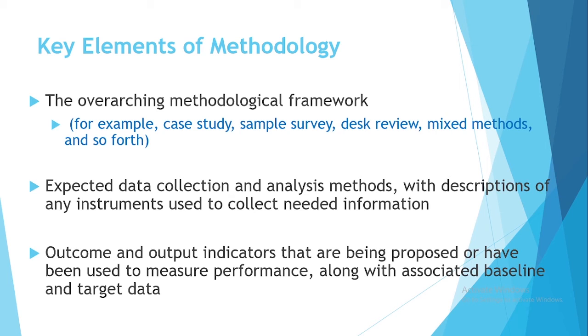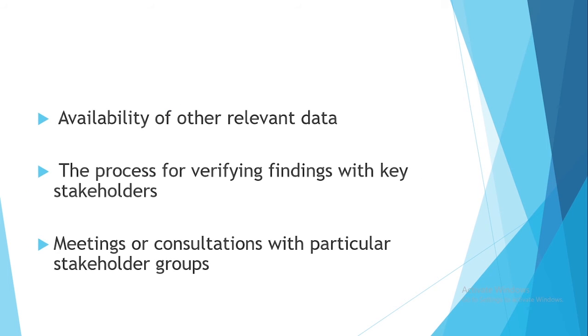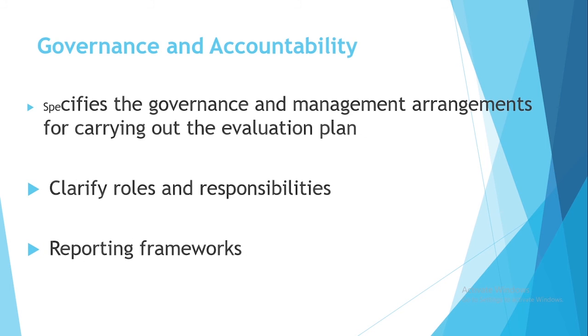And the outcome and output indicators that are being proposed or have been used to measure the performance, along with the associated baseline and target data, also include them in your methodology. Availability of other relevant data is also important. The process for verifying findings, you include that in your methodology, and meetings or consultations with particular stakeholder groups. So you have to outline that maybe I'm going to meet with particular groups when I'm doing this research. Maybe I'm going to verify these findings with those key stakeholders, and maybe I may need other relevant data to conduct this evaluation.